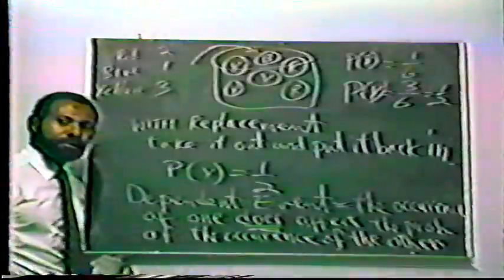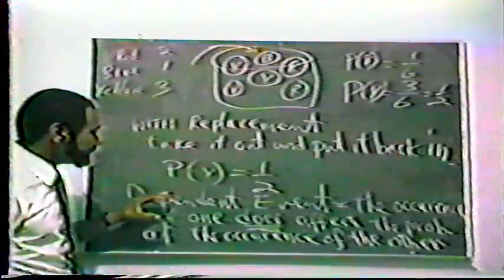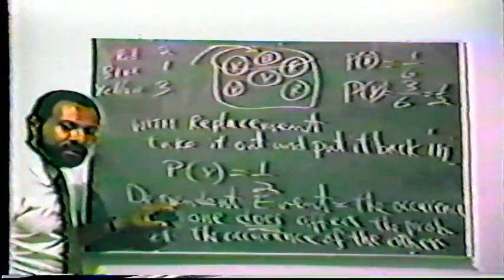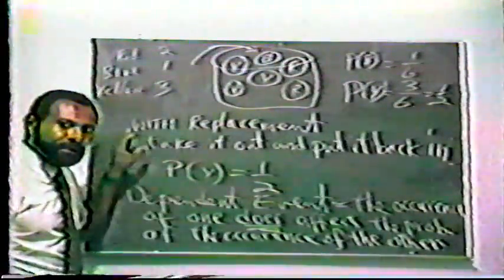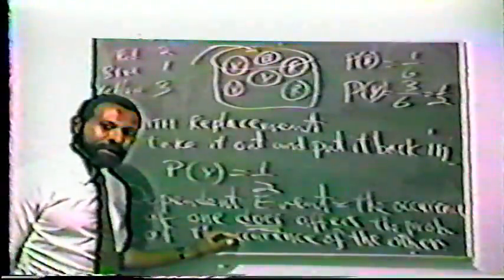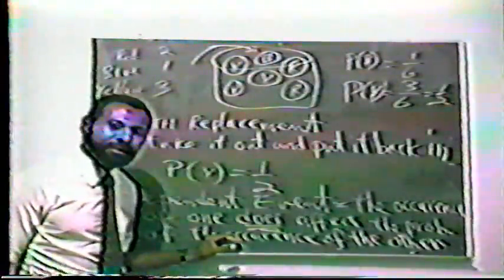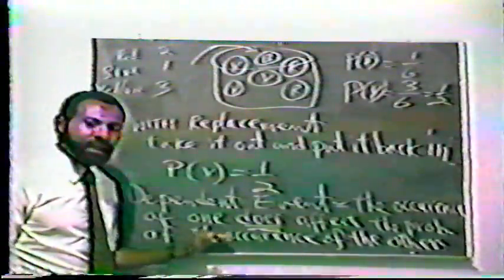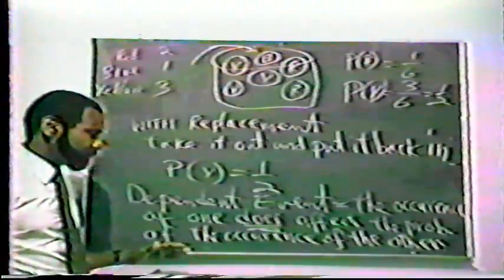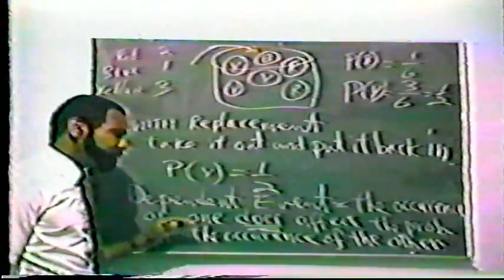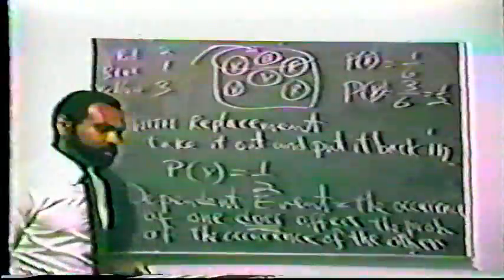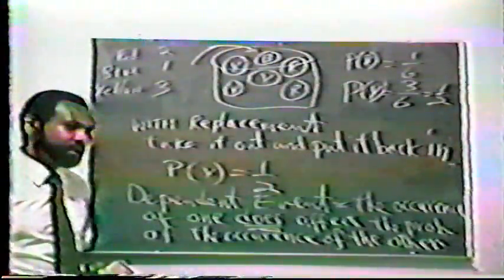Now, notice the difference between independent events and dependent events. In the case of independent events, the occurrence of one event did not affect the probability of the occurrence of the other. In the case of dependent events, the occurrence of one of the events does affect the probability of the occurrence of the other.